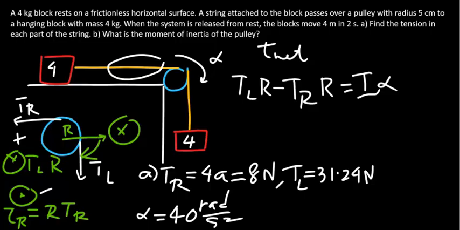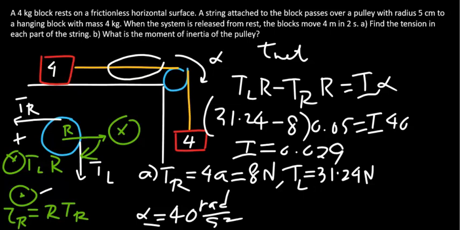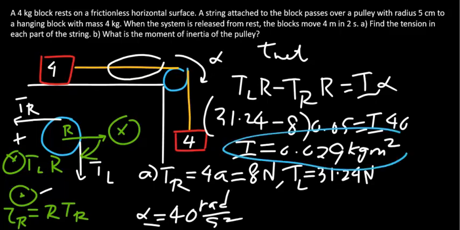We know all the numbers except for the moment of inertia. TL is 31.24, TR is 8 times the radius, which is 5 cm, express that in meters, I times angular acceleration, which is 40. And you see you can determine the moment of inertia, which turns out to be 0.029 kg meter squared. And that's the answer for part B. And that solves the problem. Thank you for watching.